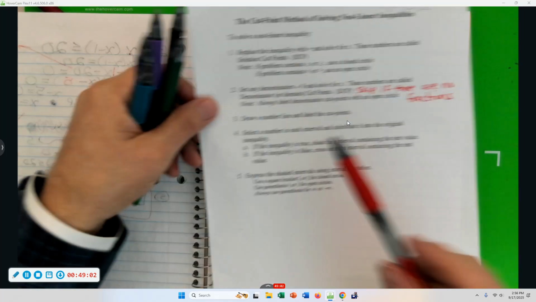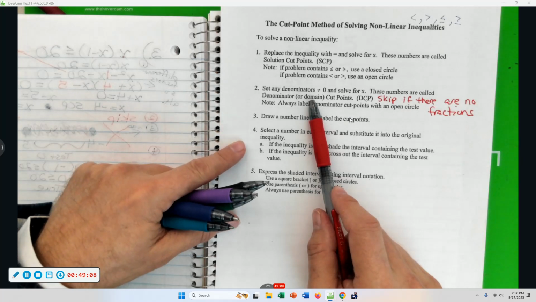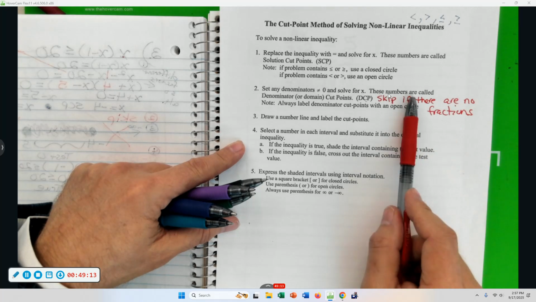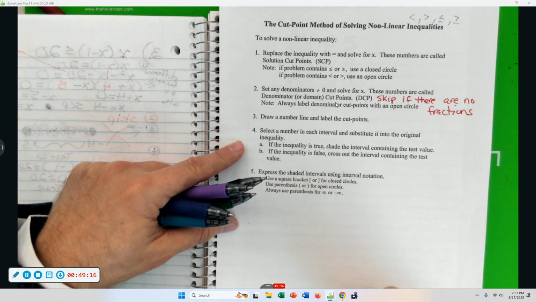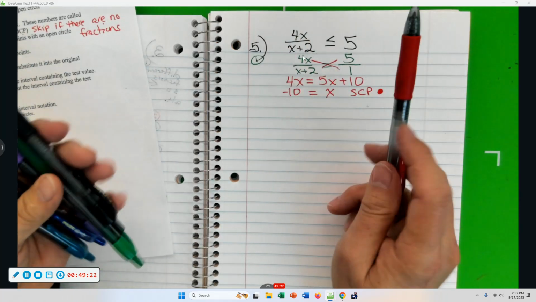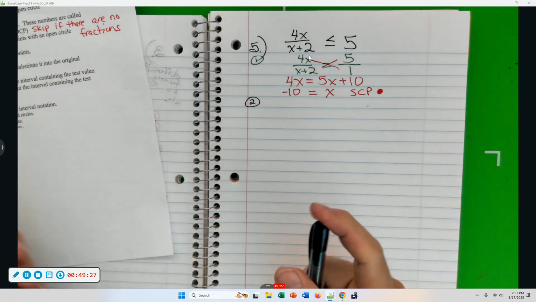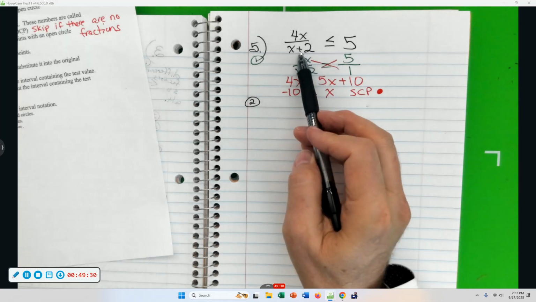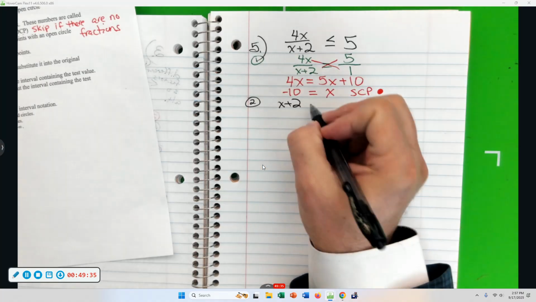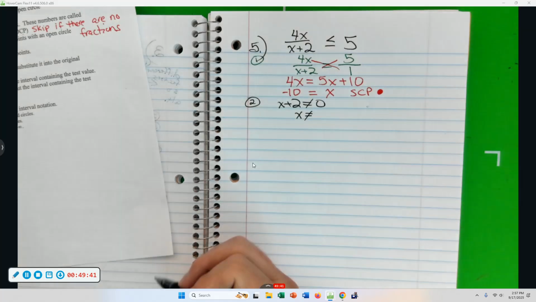Second step. You want to know, when is the inequality undefined? And I'm telling you how to determine where it's undefined. Set any denominators not equal to 0 and solve for x. The numbers that you find here are called denominator cut points. When I saw that we had a fraction in the original problem, I knew we're going to have to check for denominator cut points. There's only one denominator. You don't want that denominator to be 0. x plus 2 shouldn't equal 0, which means x cannot equal what?